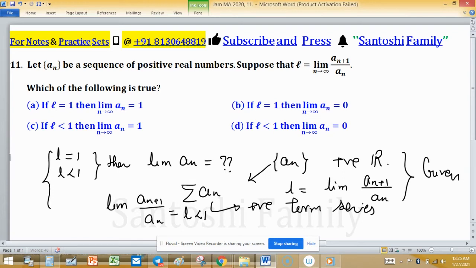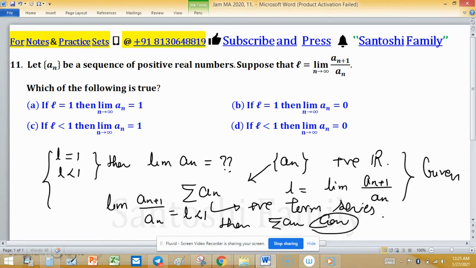If this limit is a real number and less than 1, then the series an is convergent, and for a convergent series it is necessary that the limit of an equals 0. If the limit is 0, then we cannot conclude anything about the convergence of the series. The series may be convergent or not.